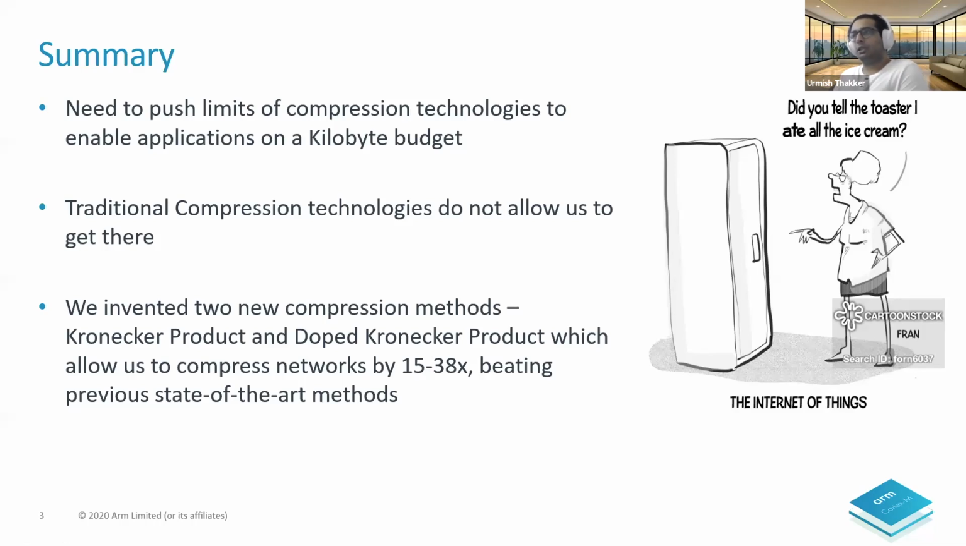Now, traditional compression technologies like pruning and low-rank matrix factorization do not allow us to get there. And the two new techniques that we are exploring within ARM's ML research group, Kronecker Product and Doped Kronecker Product, might allow us to get to where we want.